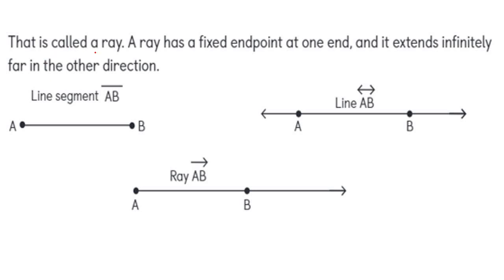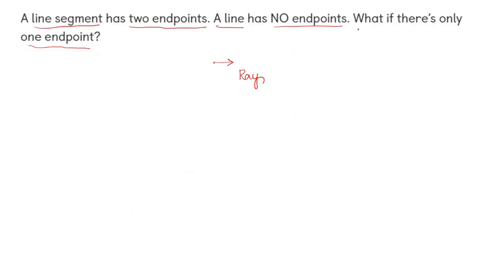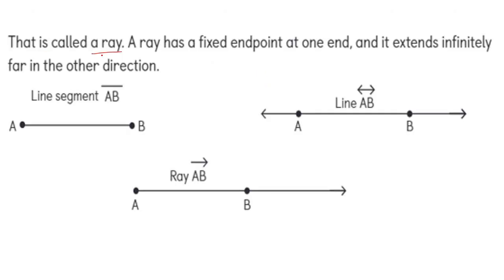What is it called, children? A ray. What if there's only one endpoint? It's a ray. A ray has a fixed endpoint at one end and it extends infinitely far in the other direction.